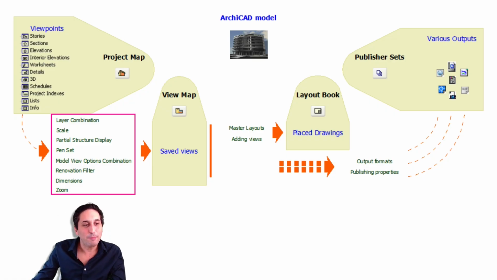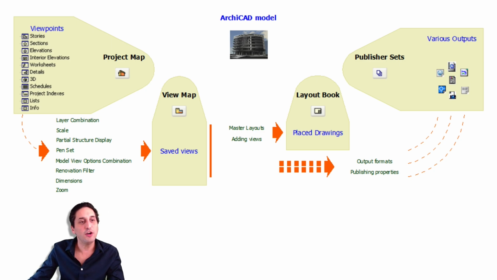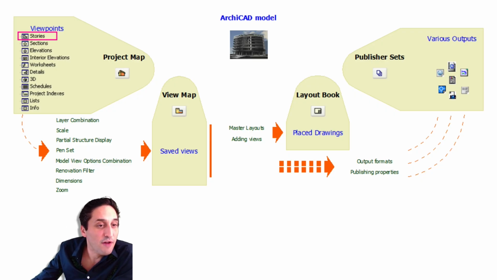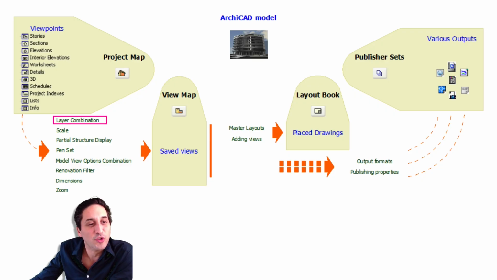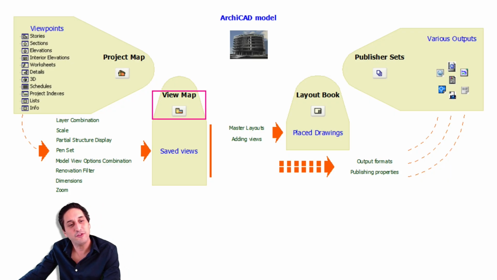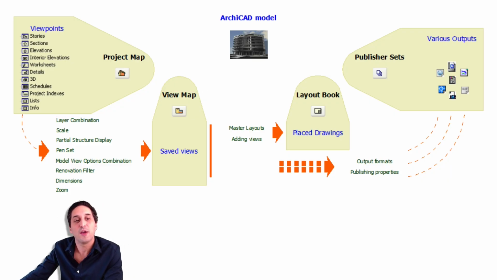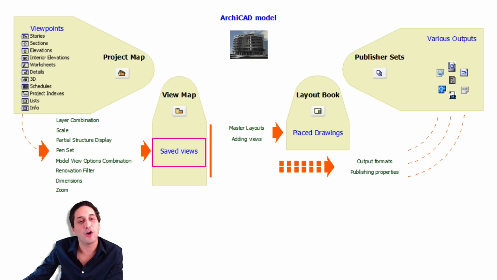And when we apply all these parameters and we save them, that turns a viewport into a saved view. I repeat, if you have a normal story and then you tell it which layer you want to have on or off, you turn that viewport into a saved view. Project maps are black, view maps are blue.